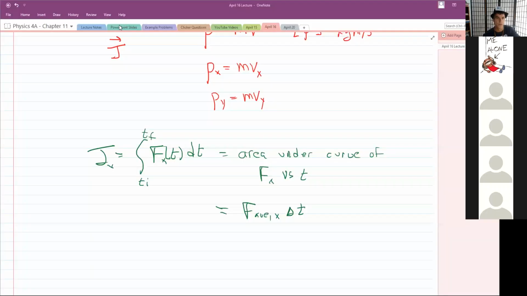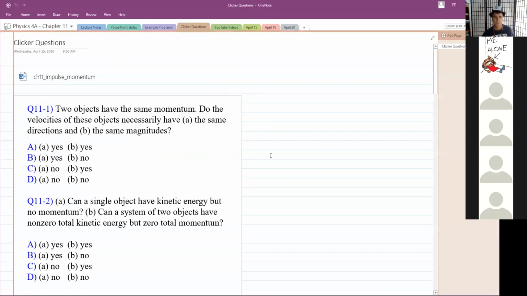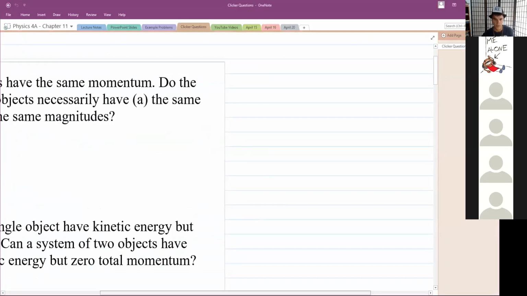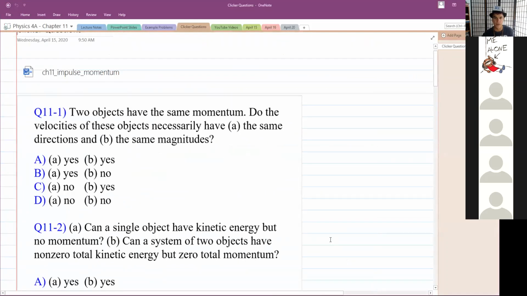So what I want to do is, let me stop this for a second. I think I figured out a way of doing clicker questions using polls. So I'm going to launch a poll. I'm going to share this screen again and go to clicker questions. So what I want to do is look at this very first clicker question.